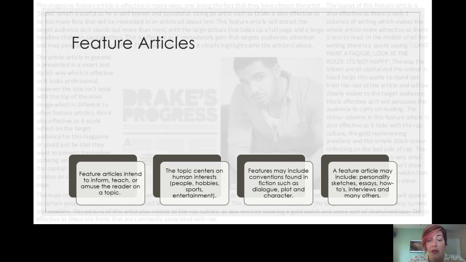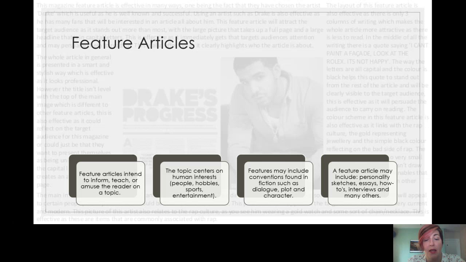So features may also include conventions found in fiction writing. So remember, fiction is fake. Nonfiction is real. So when we say fiction, we think stories, novels. So you can have a lot of freedom. If you remember with our sports articles and our movie articles, you had a lot more freedom to choose your words and come up with really fun, interesting leads.